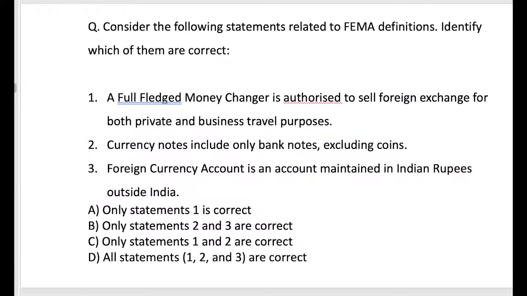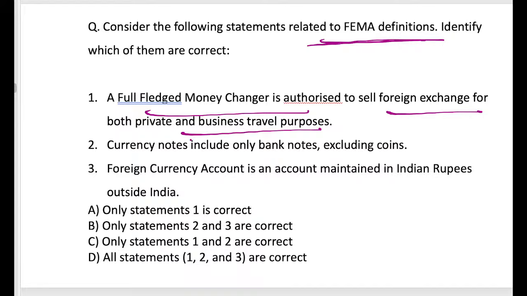Alright, chalo. Consider the following statement about FEMA definition. Full-fledged money changer is authorized to sell both public private business travel. Okay.